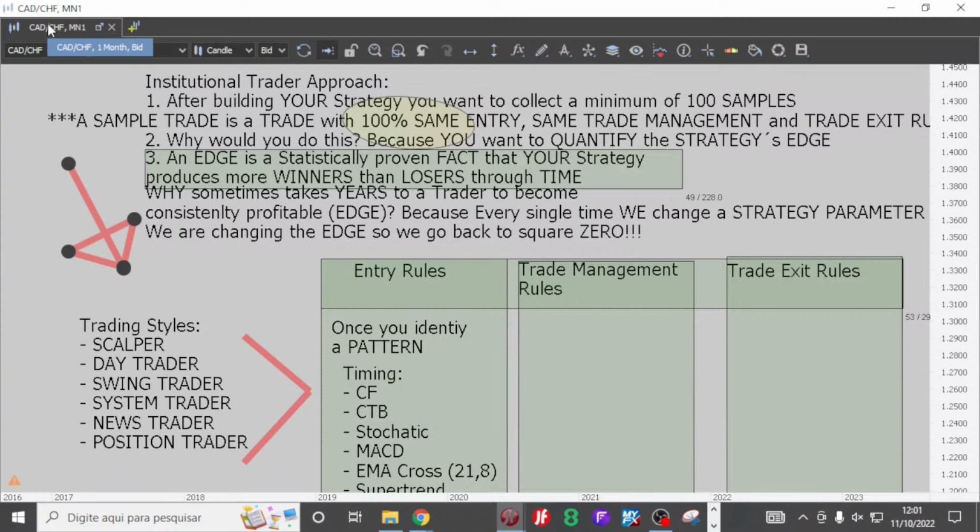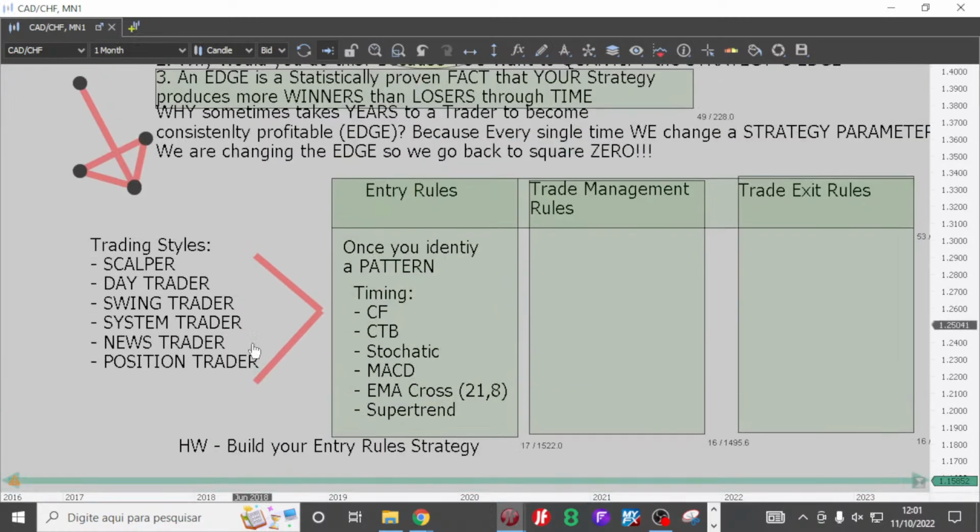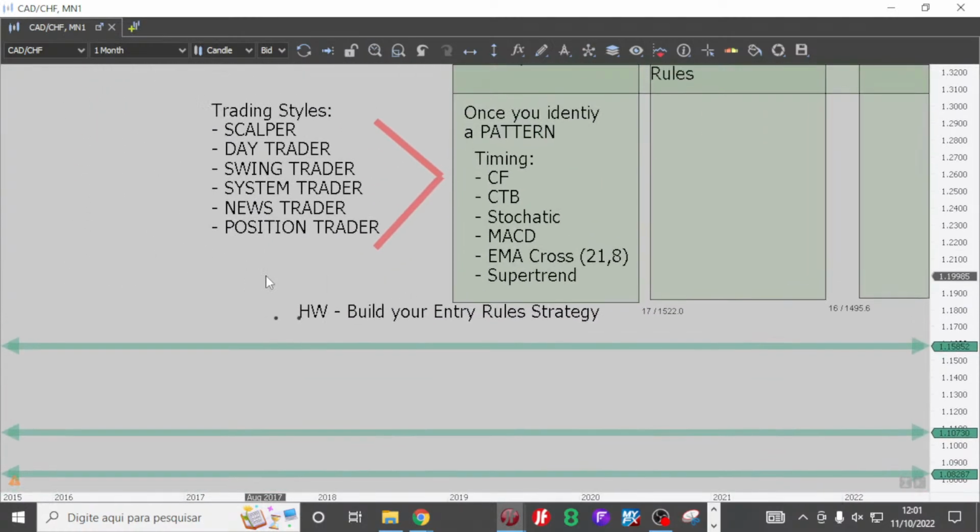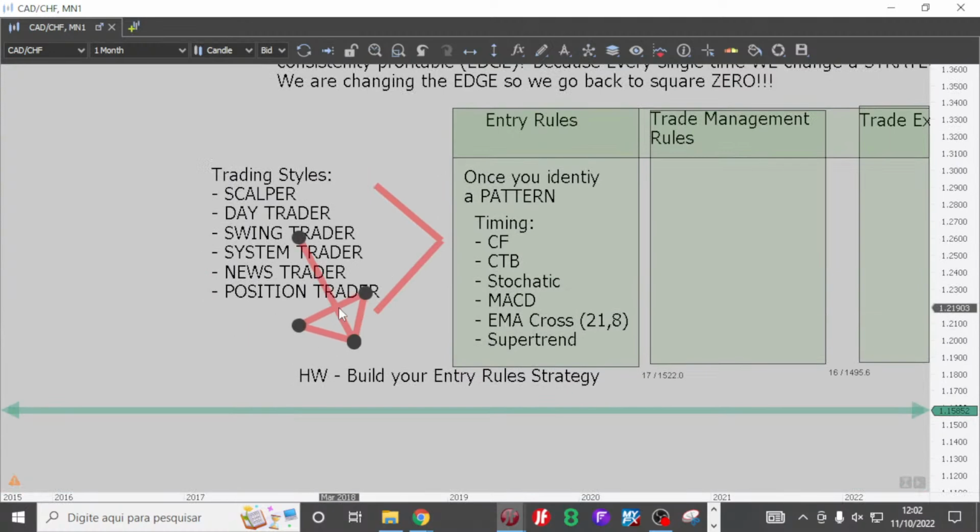Okay, everybody, see you back tomorrow with What Is Your Strategy Part 2. Remember the homework. Tomorrow I want you to type in the chat or send to my email your entry strategy rules. How are you going to enter?